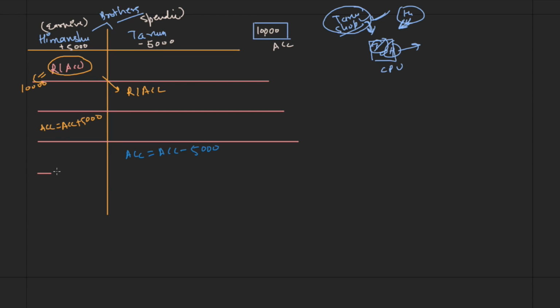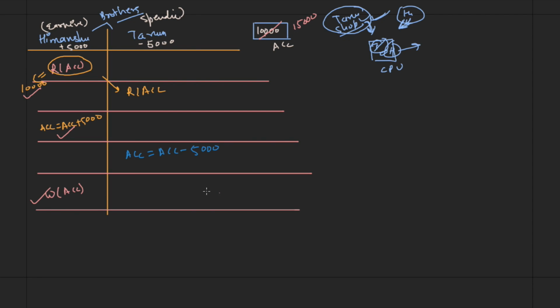Now assuming that CPU is given to Himanshu, see at this moment, either CPU can be given to Himanshu or Tarun, any one of them. So assuming Himanshu is going to write the value of account, he's going to see that I've seen 10,000, I'm adding 5,000 and I'm writing this value to the account. So he's updating this 10,000 to 15,000. Right, and as soon as Himanshu has returned, CPU is given to Tarun, and Tarun has seen that account was having 10,000, I spent 5,000. He's going to write that account should now have 5,000, so he's also updating this value to make it 5,000.